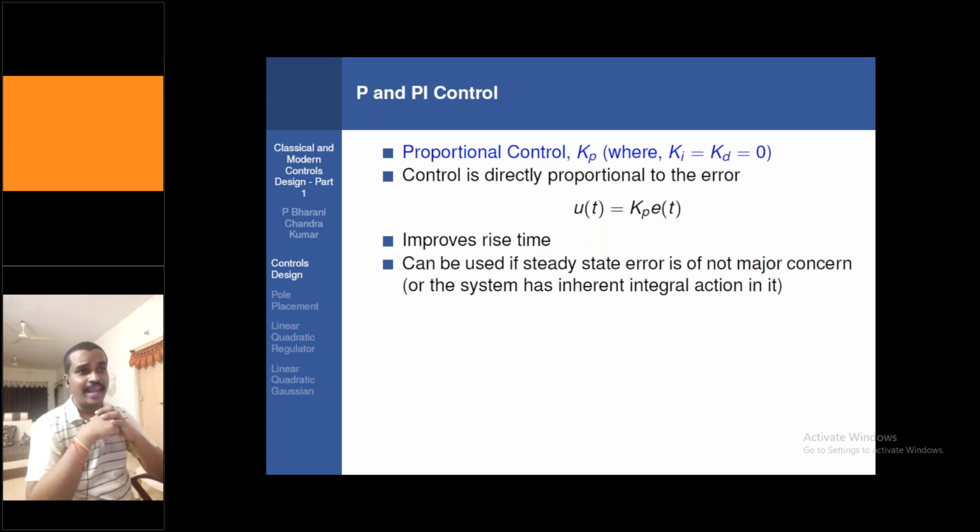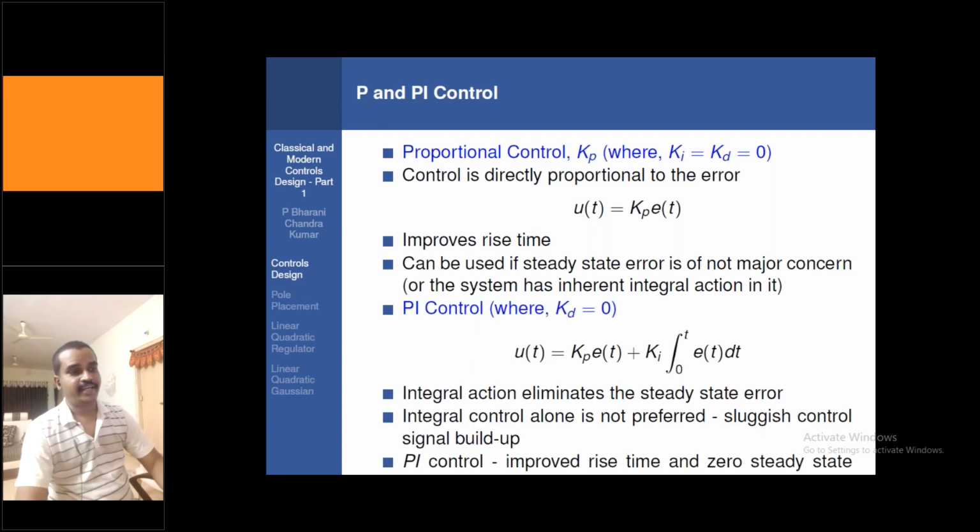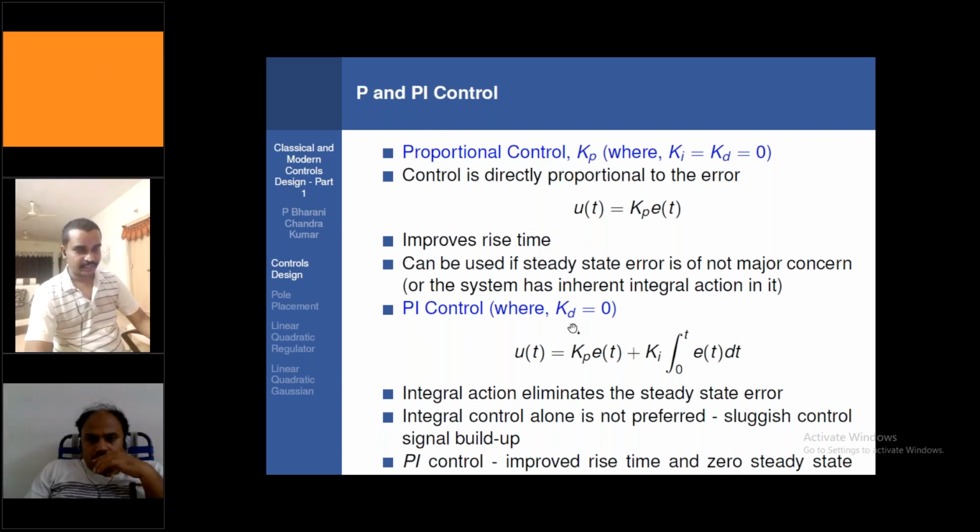So proportional control alone cannot ensure that the steady state error of your system goes to zero, unless your system has some inherent integral action in it. It improves the rise time, that means it will make your system fast, but it cannot make the steady state error zero. So how do you make the steady state error zero? By adding the integral action with it. So that's the PI controller. In the PI controller, the KP and KI are non-zero. Only the KD is zero.